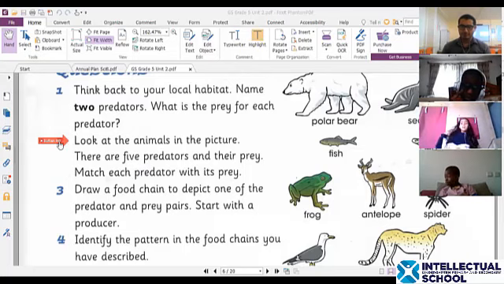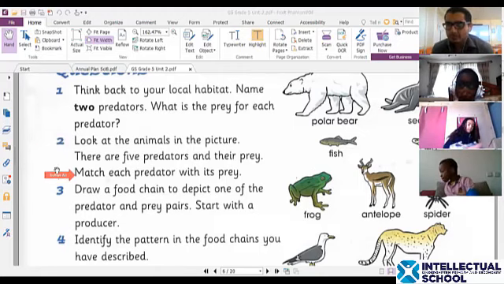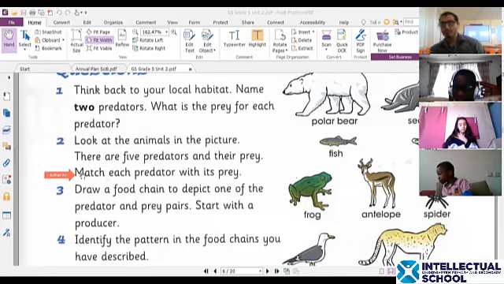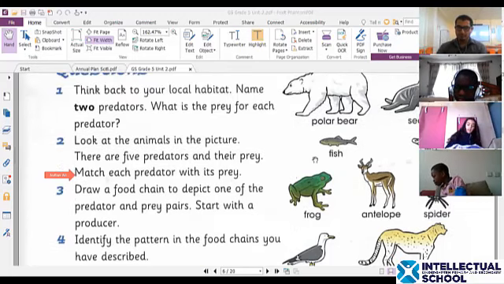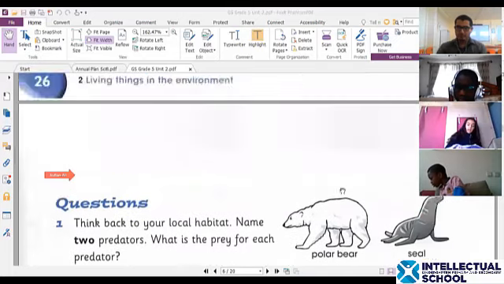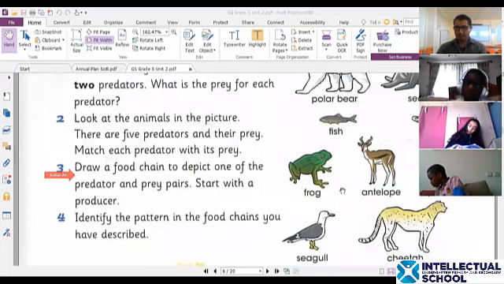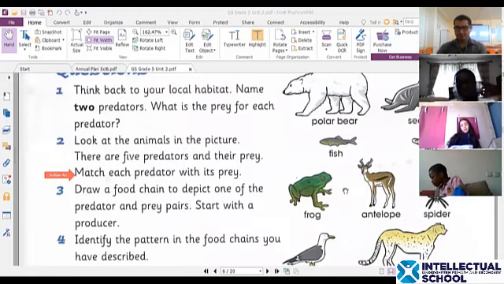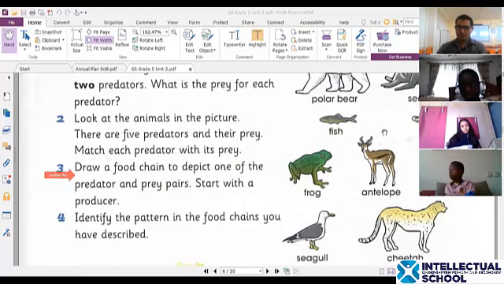Okay. The seal is eaten by the polar bear. Okay, here, I lost the page. The seal is eaten by the polar bear. The fish is eaten by the seagull. The fly is eaten by the frog. And the spider can be eaten by the antelope, the frog also. The antelope is eaten by the cheetah.